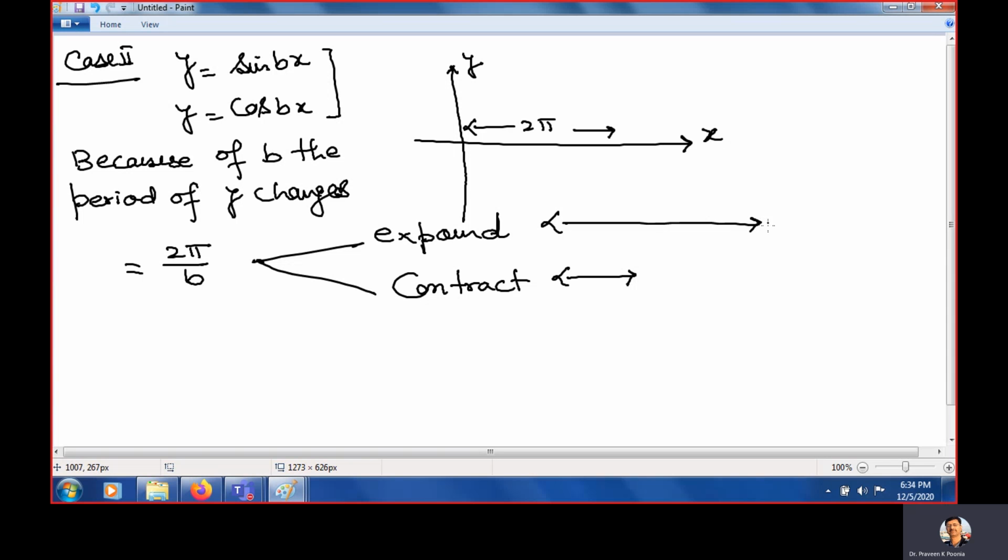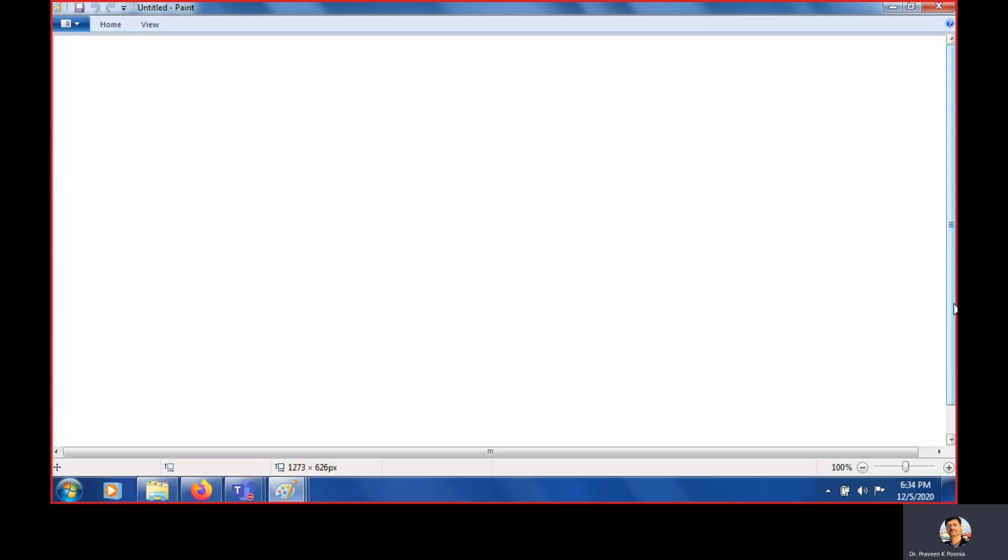Clear? Expansion is generally when B is less than 1. And contraction is generally when B is greater than 1. If B is greater than 1 means the value will be less. B is less than 1 means value will be more. Okay. So we will learn this with the help of y is equal to sine 2x and y is equal to sine 4x. What is the difference between these two? Clear?